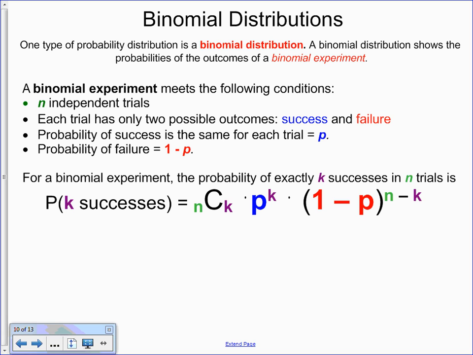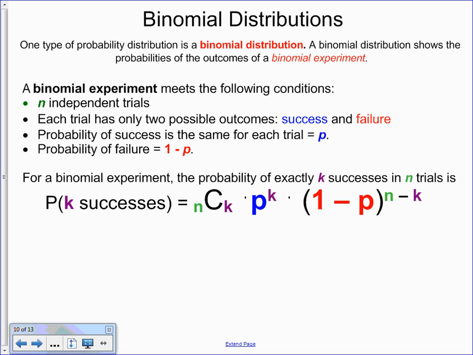Let me start by talking about what it takes to be a binomial experiment. The word binomial includes the prefix bi, and bi means two, like a bicycle has two wheels. So binomial experiments, and I'm going to jump down to the second bullet point, have only two outcomes possible. We categorize those two outcomes as success and failure.